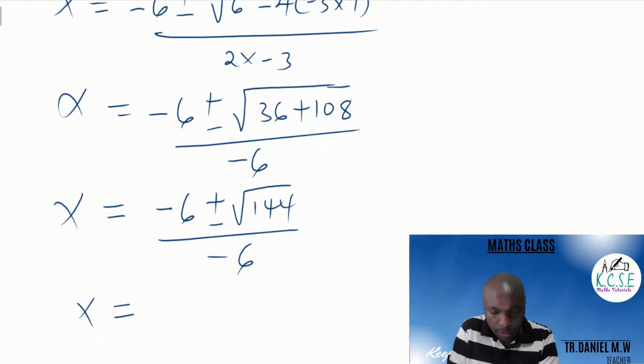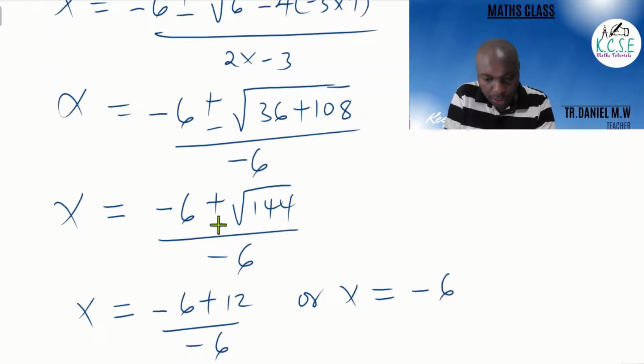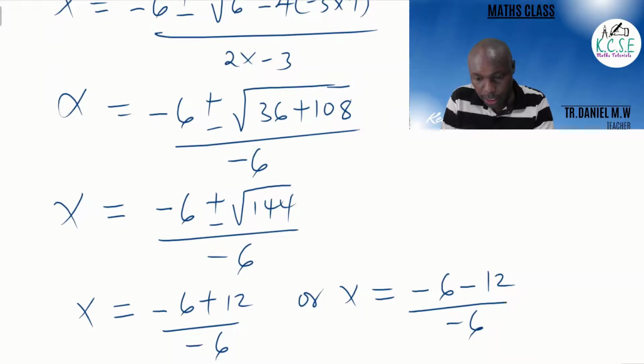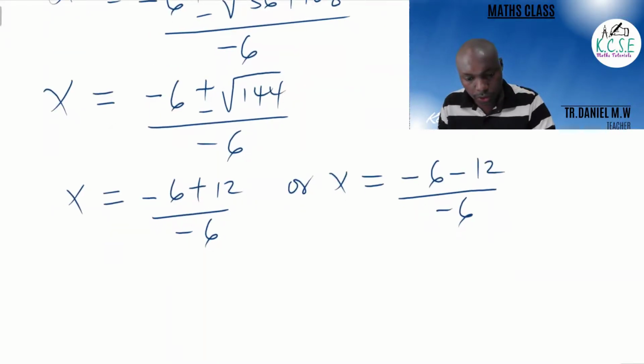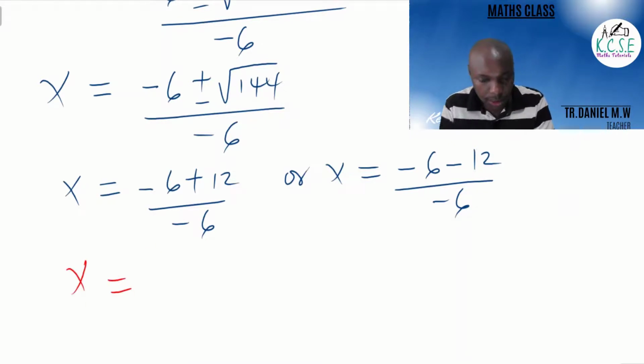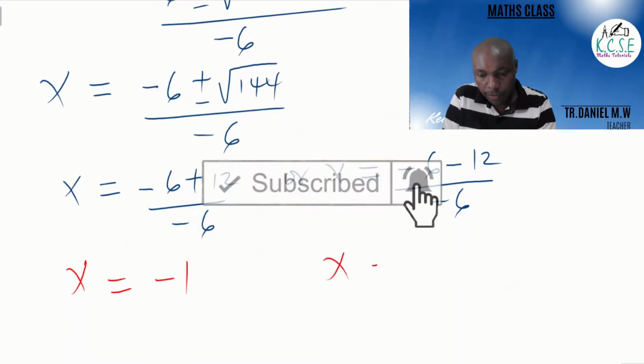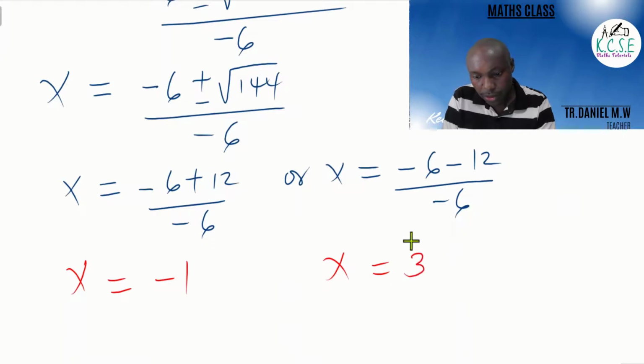So x will therefore be negative 6, take the positive part first, the square root of 144 is 12, divided by negative 6, or the other value of x will be given by negative 6, when we consider now the negative, minus 12, divided by negative 6. So these are the two solutions that you get. From the first one, x will be negative 1, and the other value of x will be negative 18 divided by negative 6, which is 3. Now those are the values of x at the stationary point.